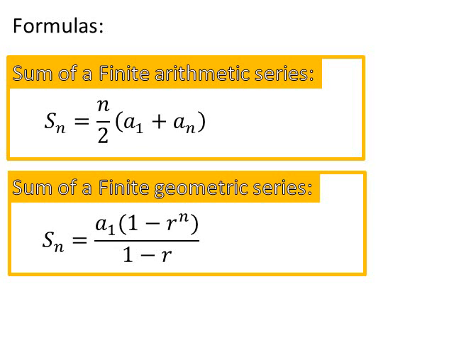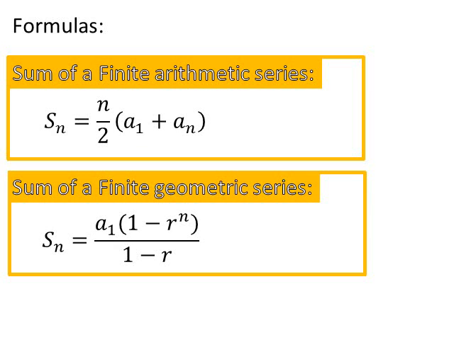So these are series formulas. The first one is the sum of a finite arithmetic series, and the other one is the sum of a finite geometric series. Now let's talk about what these mean. The Sn means the sum. S is for sum. Remember, the sum is the answer to an addition problem. So when we have a series, we talk about its sum because that's the answer. That's the value of all the numbers added together.